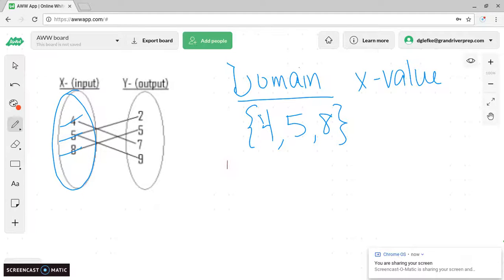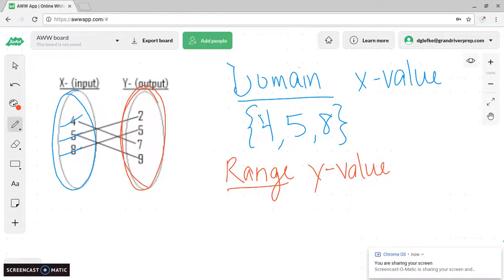For my range, because the domain is all of the X values, the range is all of the Y values. So in our mapping here, we have all of our Y's in this bubble. We want to list these in numerical order in these fancy brackets again. So we're going to start with 2, and then we have 5, and we have 7, and we have 9. And that is all of our range.